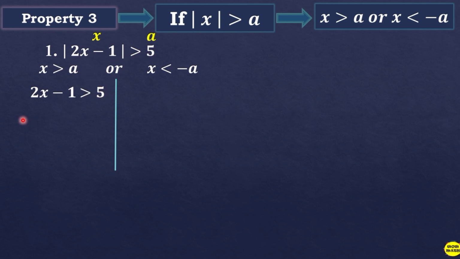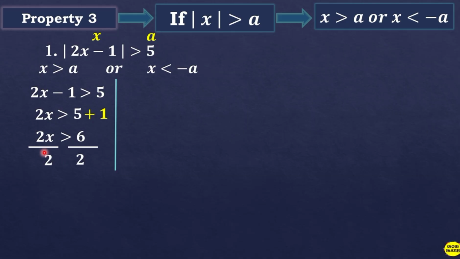Okay, and then let us solve. 2x minus 1 is greater than 5. Transpose natin ito. So, negative 1 magiging plus 1. So, 2x is greater than 6. Divide both sides by 2. So, makakancel na po natin si 2. Ang maiiwan na lang is x is greater than 6 divide 2 is 3.